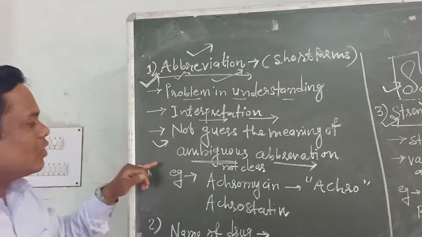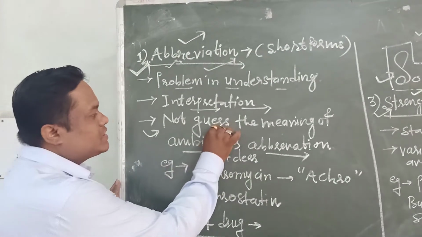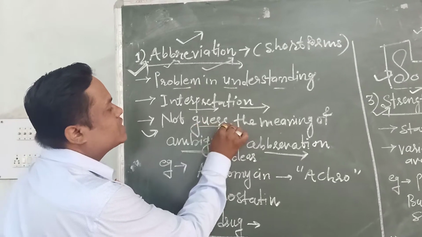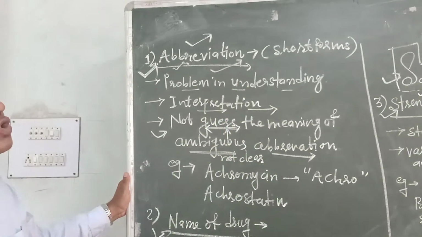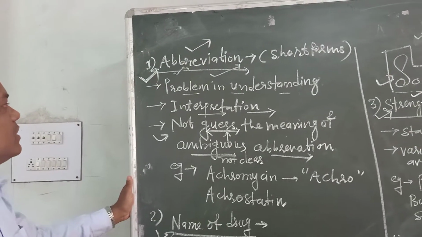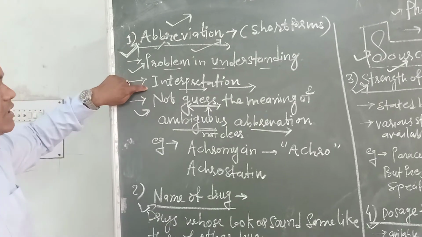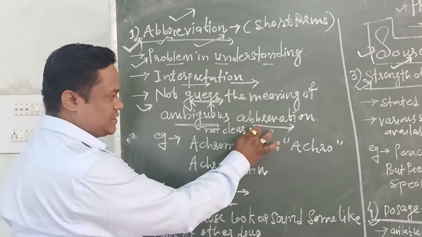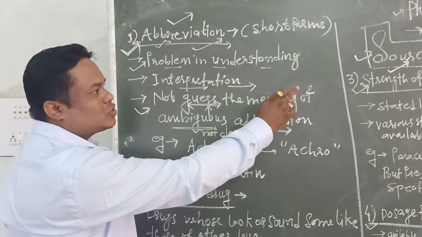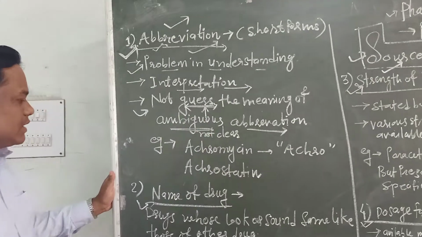If the abbreviation is not clear or is confusing, then the pharmacist should never act on the prescription order, because it causes errors in prescription. The first problem is understanding the prescription order, second is interpreting the prescription, and third is guessing ambiguous abbreviations. These are the sources of error in prescription caused by abbreviation.